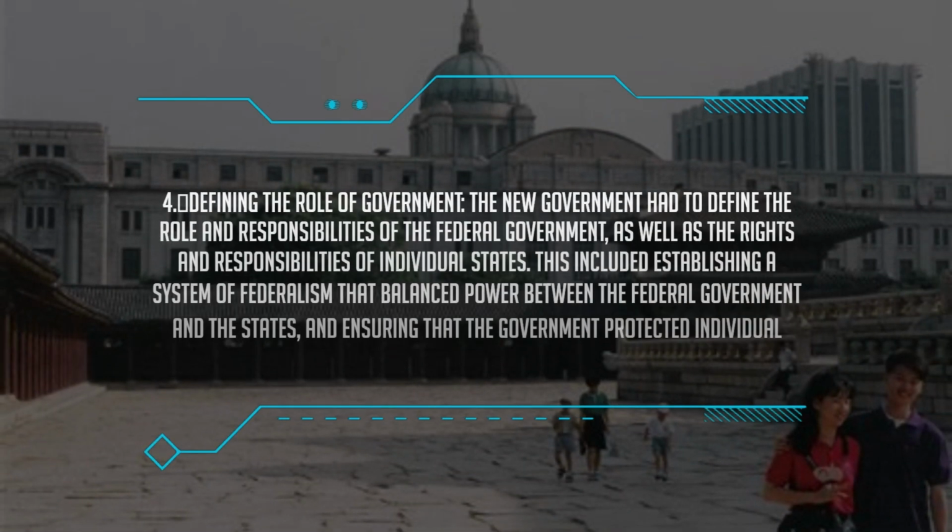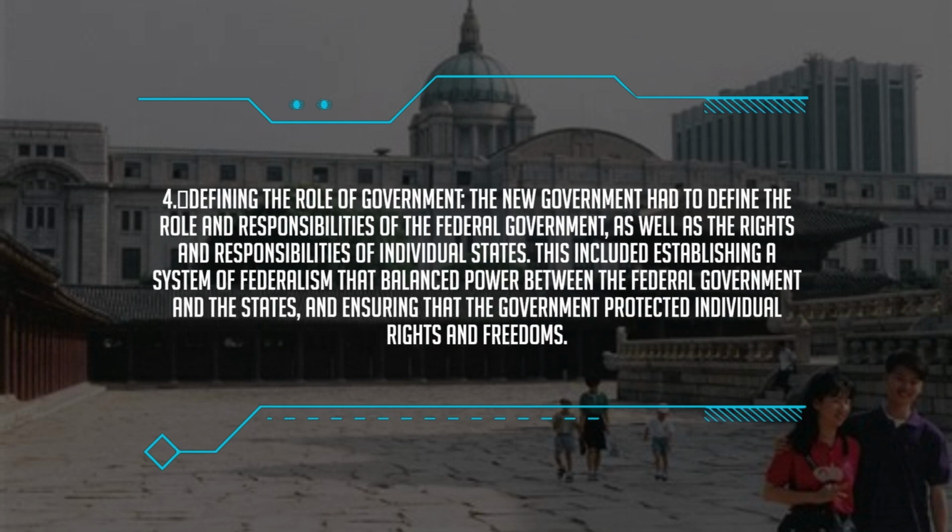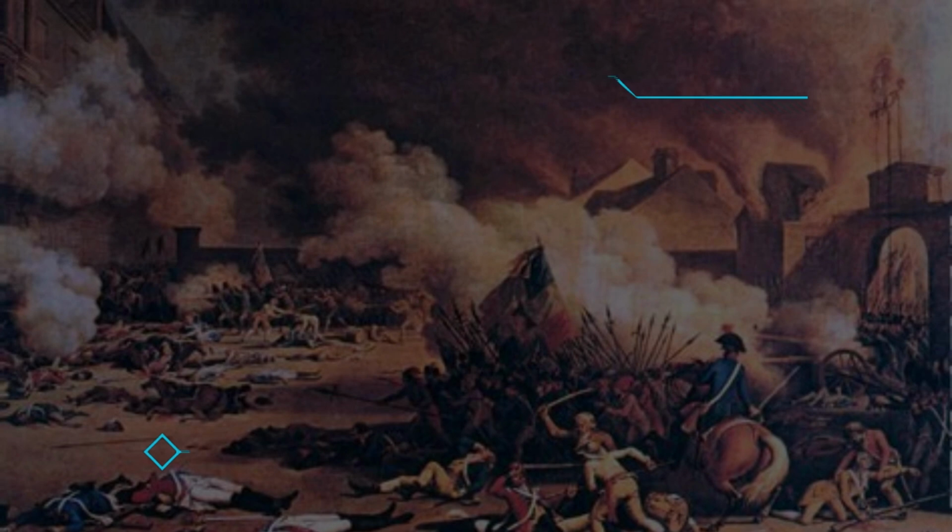4. Defining the role of government. The new government had to define the role and responsibilities of the federal government, as well as the rights and responsibilities of individual states. This included establishing a system of federalism that balanced power between the federal government and the states, and ensuring that the government protected individual rights and freedoms.